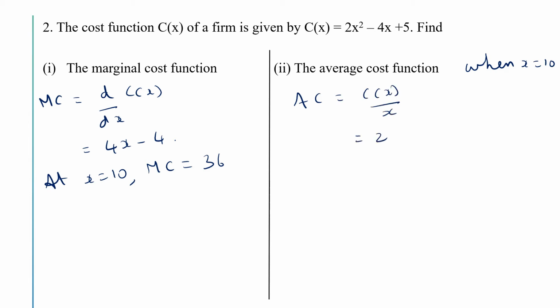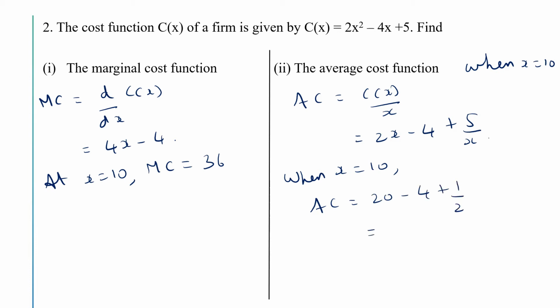And the average cost function is C of x divided by x. So it is equal to 2x minus 4 plus 5 by x. When x is equal to 10, average cost is equal to 20 minus 4 plus half. So it is equal to 16.5.